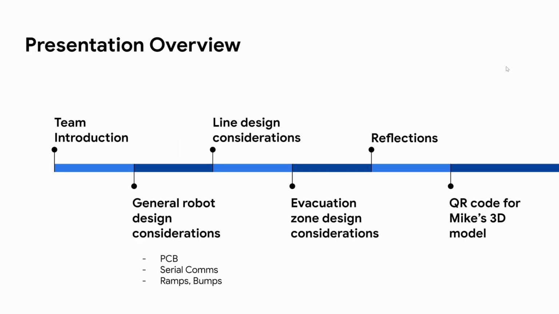So a brief overview of the presentation. We've just done the team introduction, so we're going to go on with the general robot design considerations, which may consist of PCB, serial communications, as well as the ramps and the bumps. We'll then move on to the line part of the mission, as well as the evacuation zone of the mission. We'll then conclude with reflections, as well as a QR code for the 3D model for Mike.